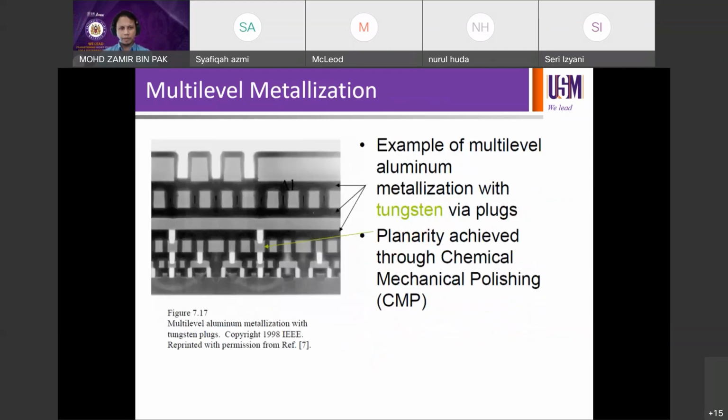So examples of multi-level metallization we've discussed in the group as well. You have seen Fujitsu, you've seen Intel's, you've seen a couple more examples of multi-level metallization up to a couple of metal layers. So in this case, how many do we have? If you look at this SEM, how many layers do we have? How many metal layers?